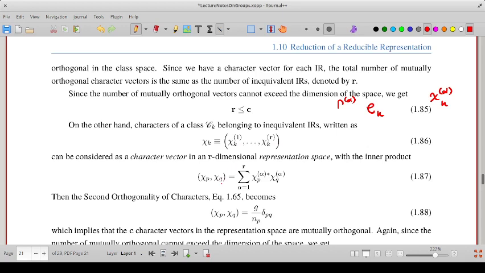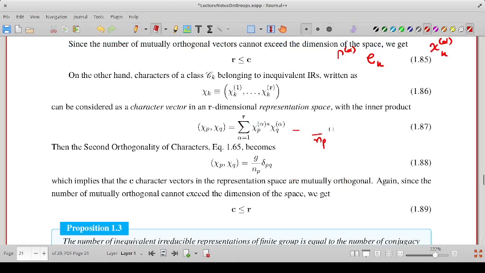As we did earlier, we can construct an inner product here between chi p and chi q, this one corresponding to the class Cp and this one corresponding to the class Cq, and their inner product can be written as the sum over alpha running from 1 to r, chi p alpha star chi q alpha. But we already know from the orthogonality relations of these characters that this is equal to g divided by np times delta pq. So when p is not equal to q, that is for two different classes, this inner product is 0. So that means these vectors chi k are mutually orthogonal, and therefore they are all linearly independent, and there is one such vector for each class, and therefore the total number of linearly independent vectors of this type is simply C, which is the number of classes.